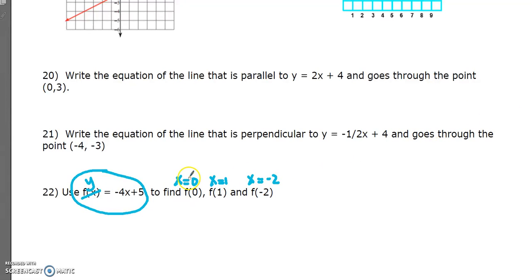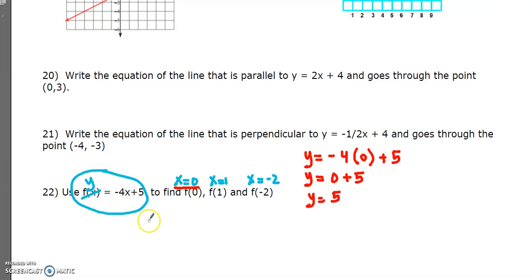So let's start with this one. x is going to be 0. So I'm going to say y equals -4 times 0 plus 5. So y equals -4 times 0 is 0, and then plus 5 would just give me 5. So for f of 0, my answer would be y equals 5.